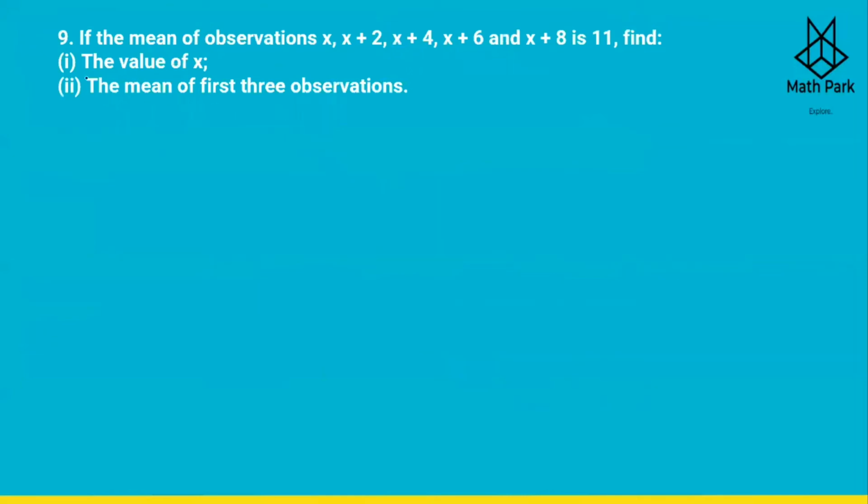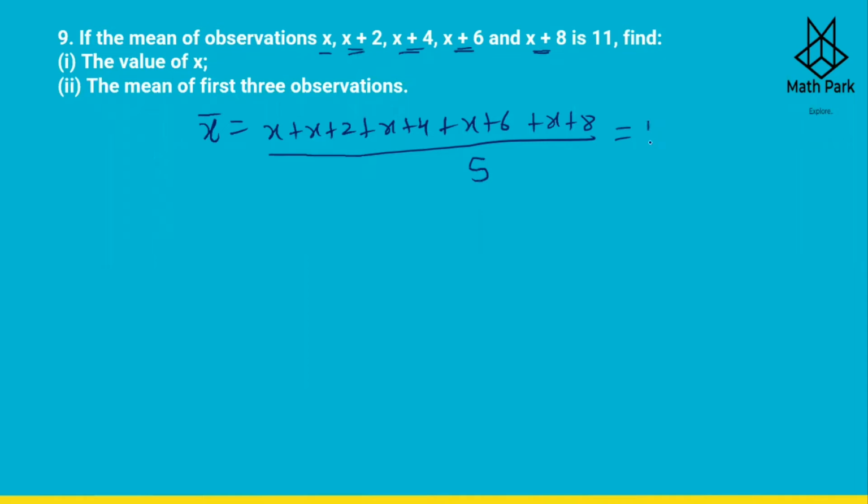Moving to question number 9. The mean of x plus 2, x plus 4, x plus 6, x plus 8, and x is 11. Find the value of x. So first we find the mean of these observations. Let us add x plus 2 plus x plus 4 plus x plus 6 plus x plus 8 plus x. How many observations are these? 1, 2, 3, 4, 5. So divided by 5, which is equal to 11.